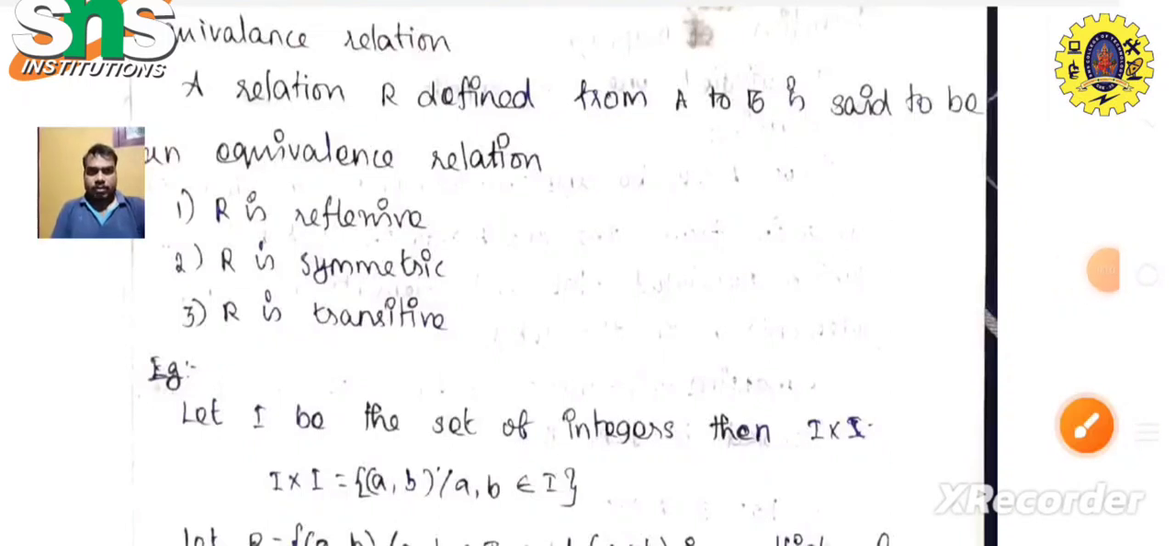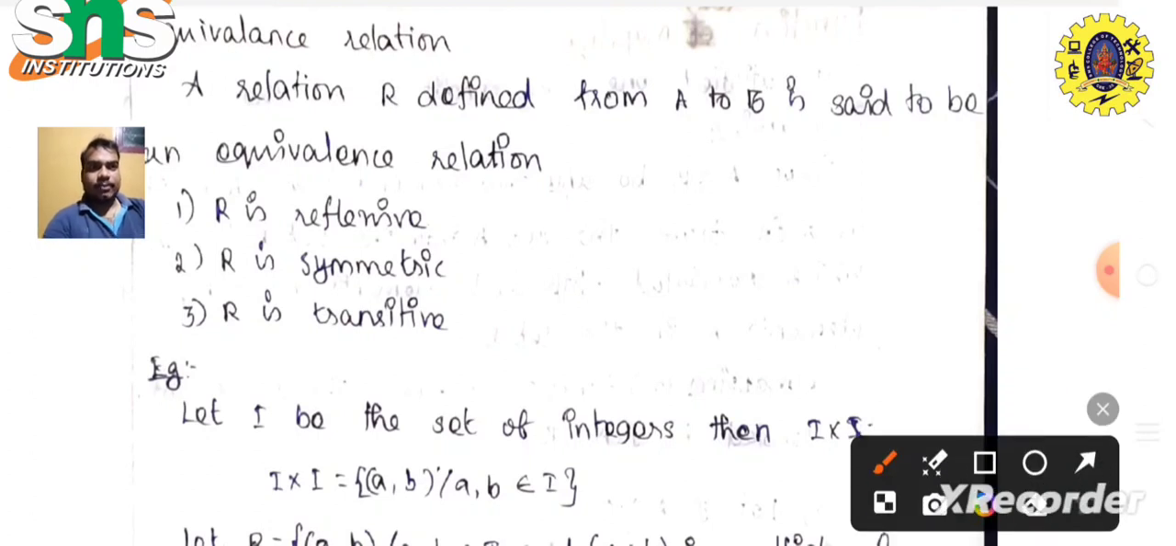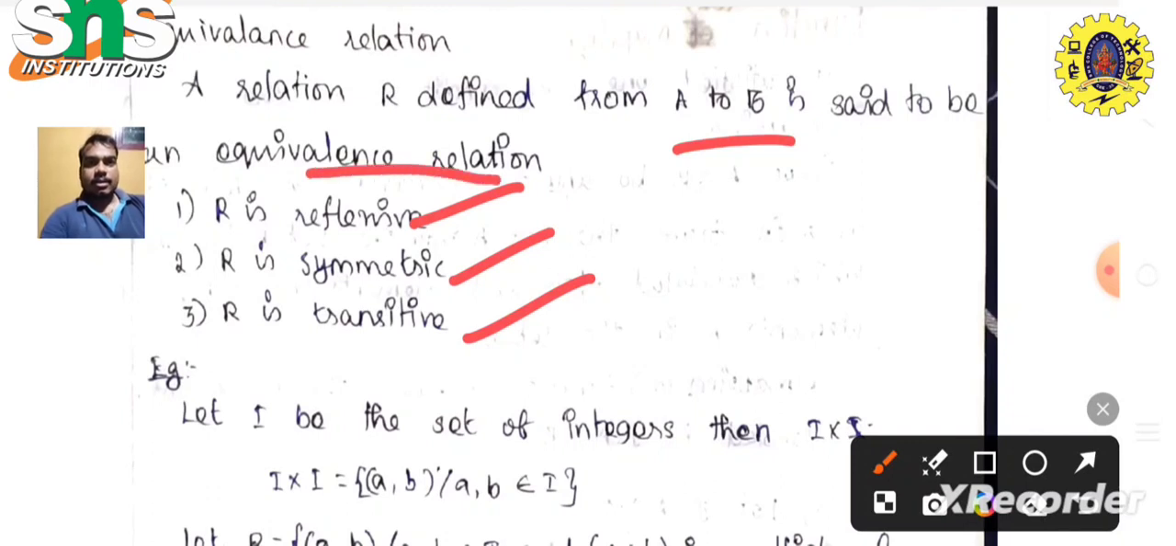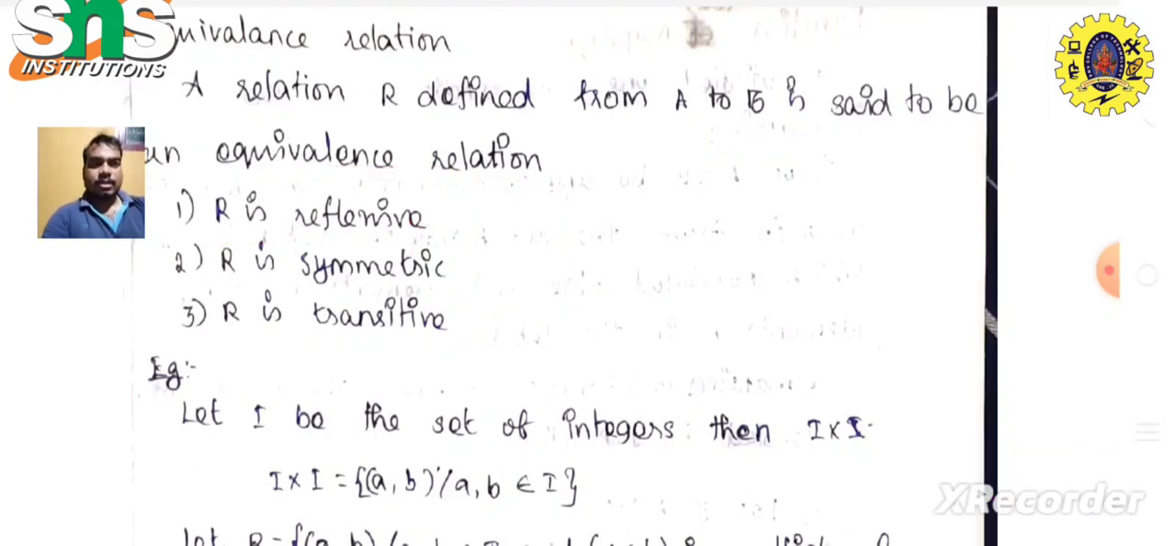Next, we have to see the definition of equivalence relation. A relation R defined from A to B is said to be an equivalence relation if it is satisfying reflexive, symmetric, and transitive. R is satisfying three relations.